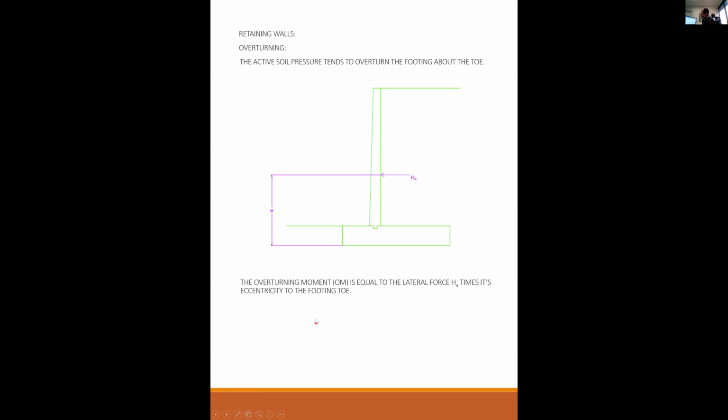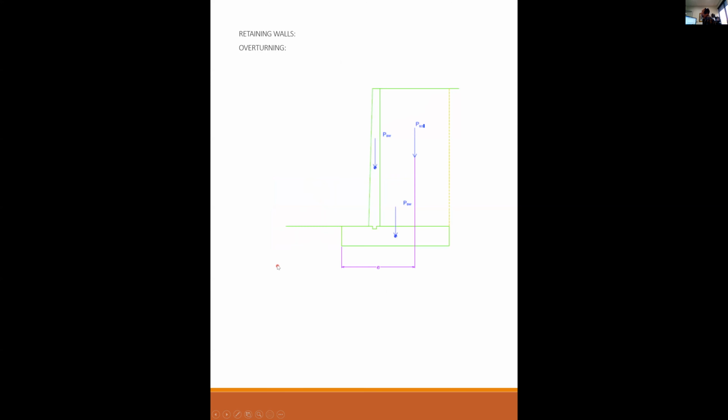So we need to add up the overturning moment. OM is the overturning moment, and that is equal to the lateral force H sub A times its eccentricity all the way down to the bottom of the footing, because it's going to rotate about the toe here. So we calculate OM, and then we calculate our resisting moment RM. And RM is equal to the weight of the stem wall, the soil above the footing, and the footing itself, each times the eccentricity to the toe.